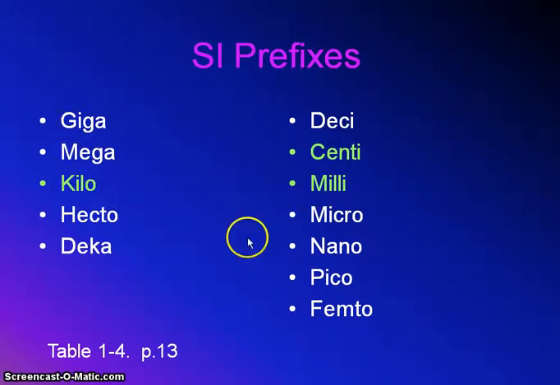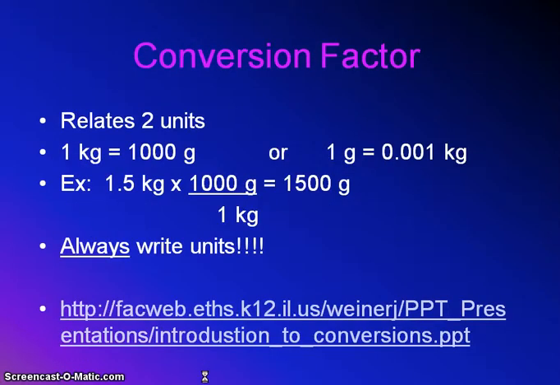And in this system, each of these different prefixes are 10 units apart from one another. So, for instance, there are 10 millimeters within a centimeter. There are 10 centimeters within a decimeter. We will be doing many conversions throughout the entire semester.